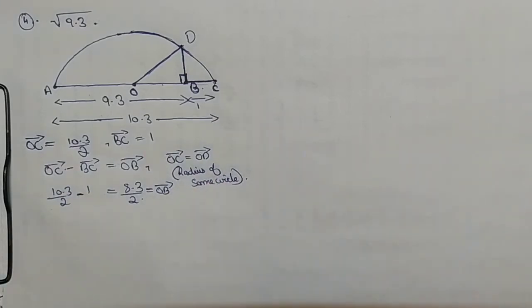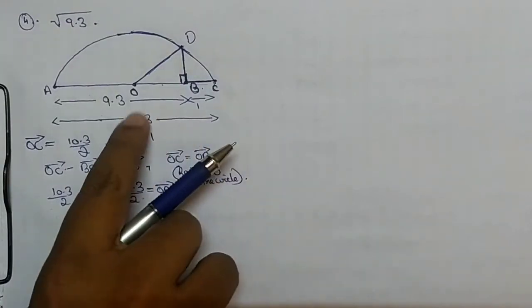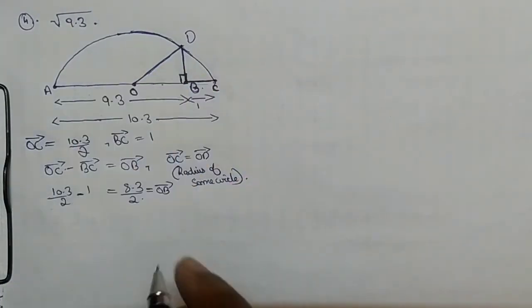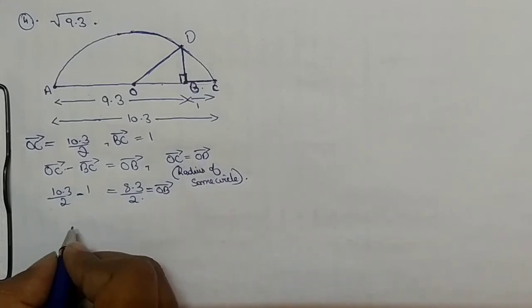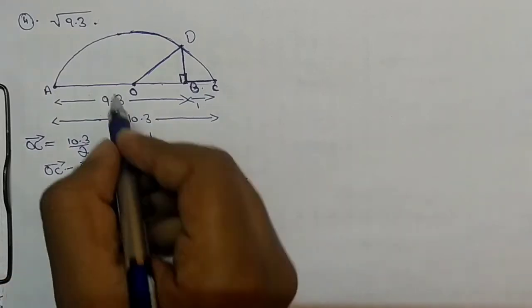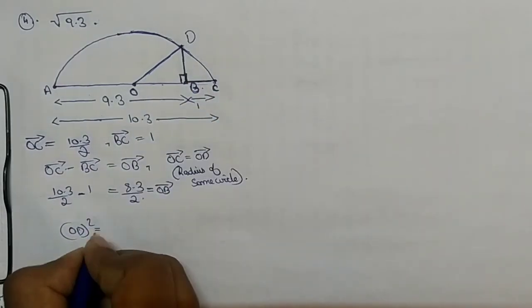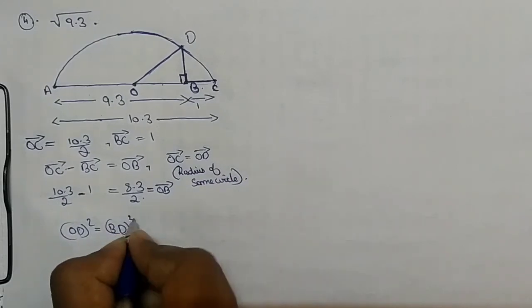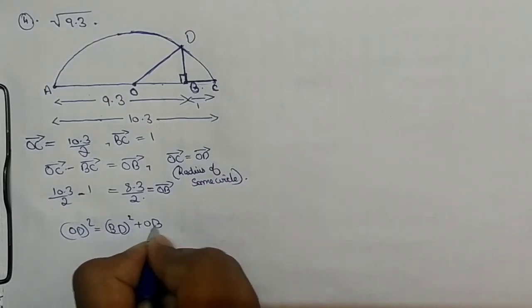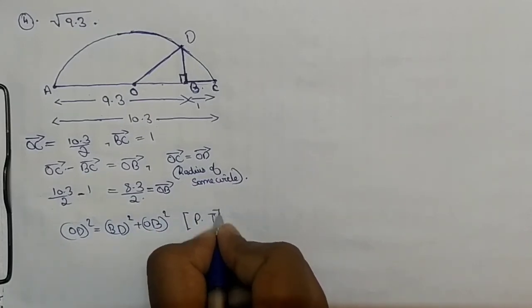The radius of the same circle, if we measure it from the center to any point on the circle, gives the same value. So OC is equal to OD. Now with the Pythagoras theorem, we know the hypotenuse is OD. OD square is equal to BD square plus OB square. Pythagoras theorem.